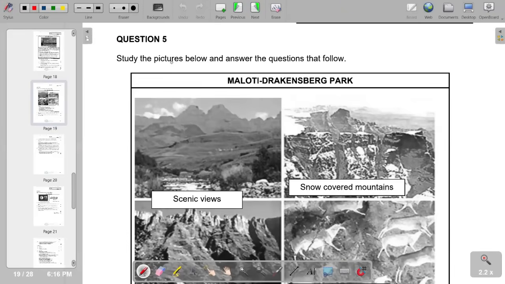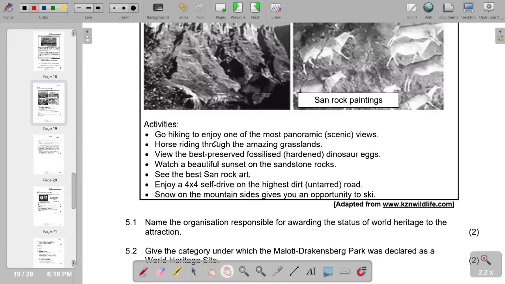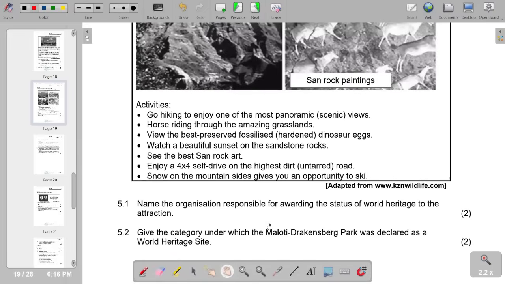Question 5 reads, study the pictures below and answer the questions that follow. So we're given the Maloti Drakensberg Park. So we've got pictures that we have of the Maloti Drakensberg Park. So we go to the question part whereby it reads, name the organization responsible for awarding the status of World Heritage to the attraction. So you see that this is UNESCO.